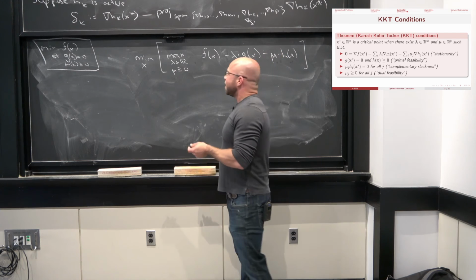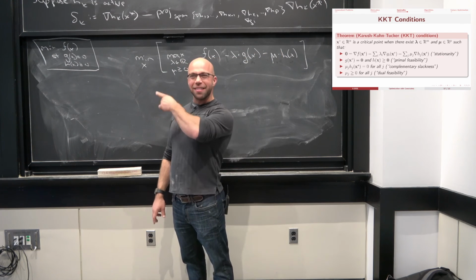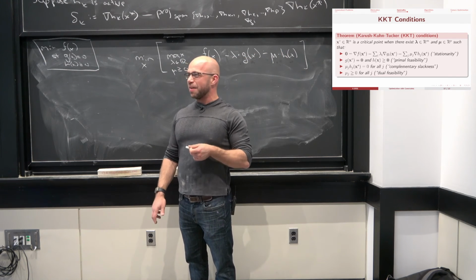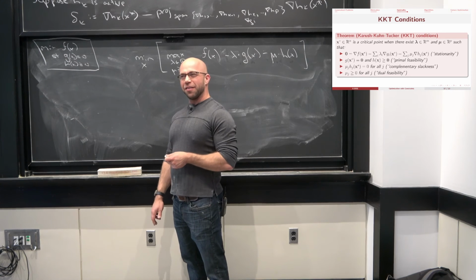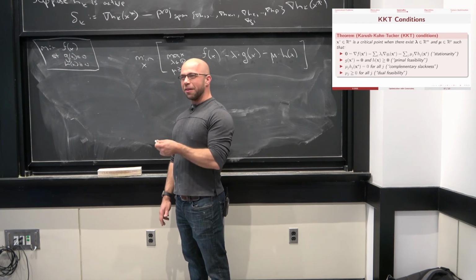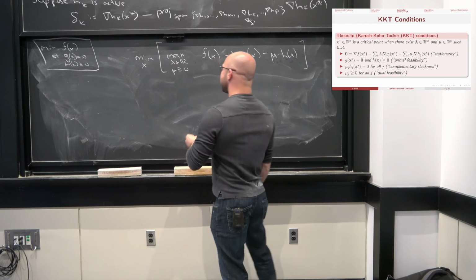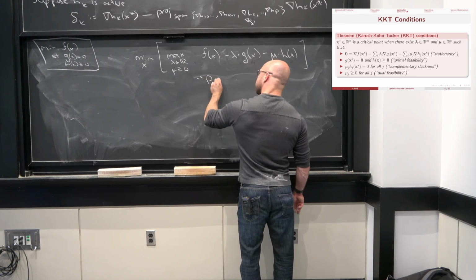Now, if you take a linear programming class, this is like the world's longest answer to your question from like 20 minutes ago, which is why do we call these dual problems or dual variables? So this is what some people call the primal problem.